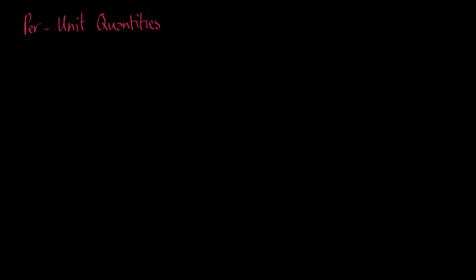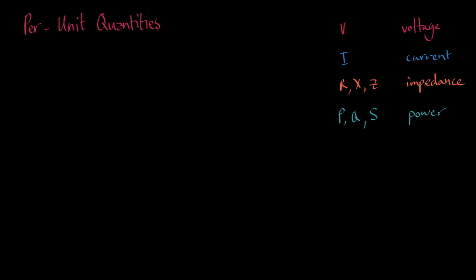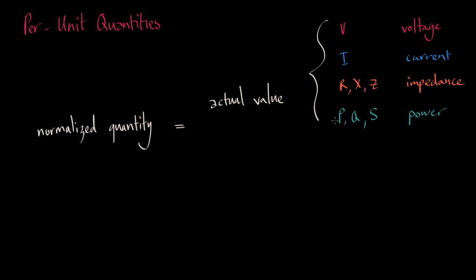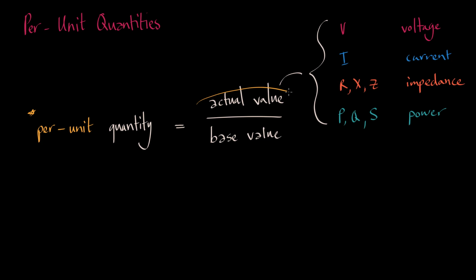To combat this issue, a system has been devised to simplify values across voltage, current, resistive, reactive and complex impedance, and real, reactive and apparent power. In this method, parameters are translated to a normalized quantity from their actual value, be it volts or amps, etc., with respect to a base value. We call this normalized quantity per unit quantity, as it represents a value as per a base unit. So the quantity in per unit is equal to the actual value divided by its base value.